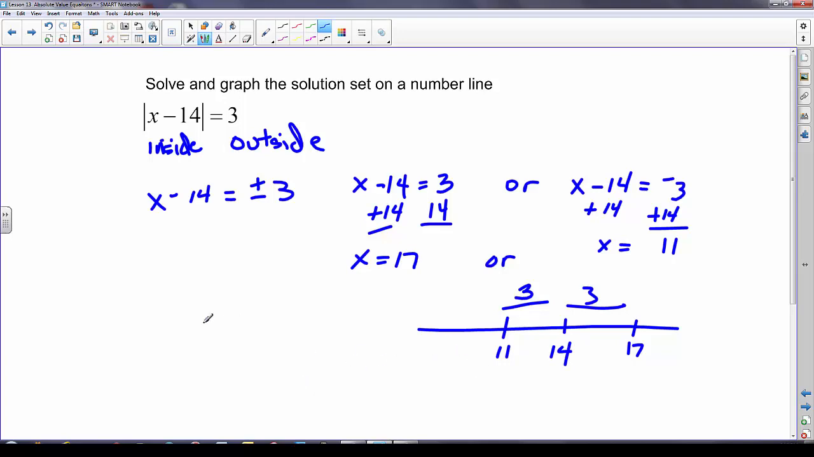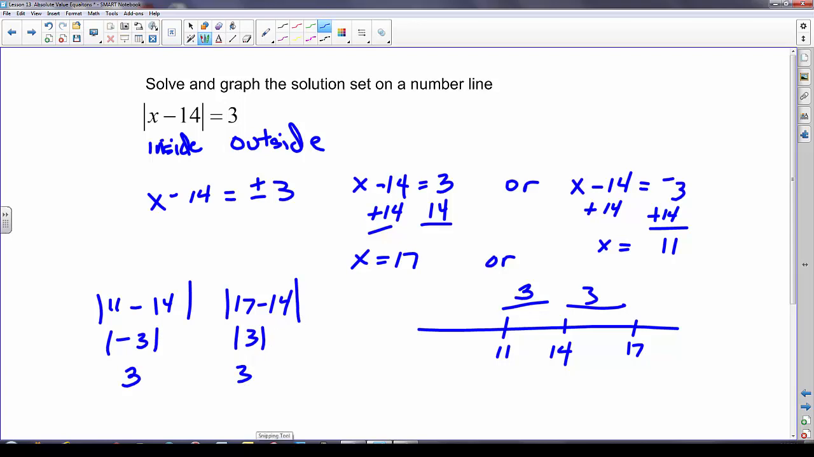And if I were to check those out, I have 14 subtracted from 11 in absolute value. That's negative 3. The absolute value of negative 3 is 3. Then I have 17 minus 14, which we know in absolute value is 3. The absolute value of 3 is 3. So it all checks out.